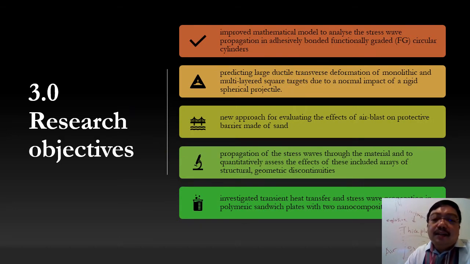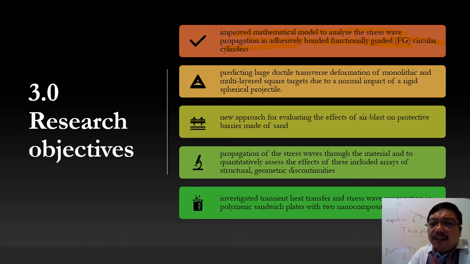Okay, these are the research objectives from previous researchers. They want to improve a mathematical model to analyze stress waves for actually bonded functionally graded cylinders. Okay, so if you can do the mathematical model for this functionally graded material, the same model you can use for material like mild steel, composite, and everything. Just modify the mathematical model itself.